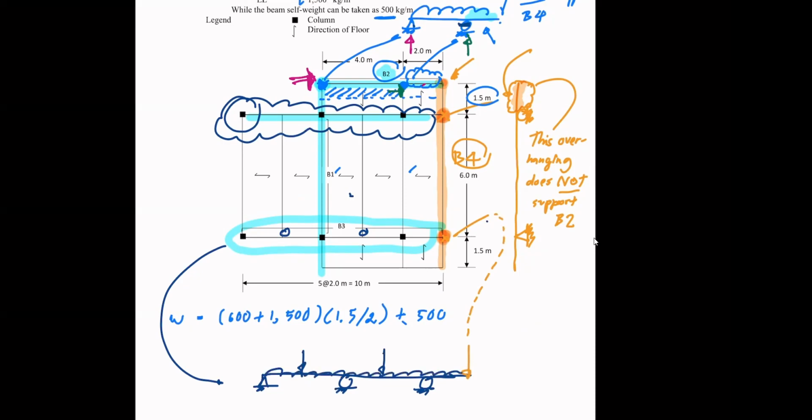But that's not it, because don't forget that you also have this area of the floor that your beam B3 must support. So you also need to include the self weight starting from the second column through the end.